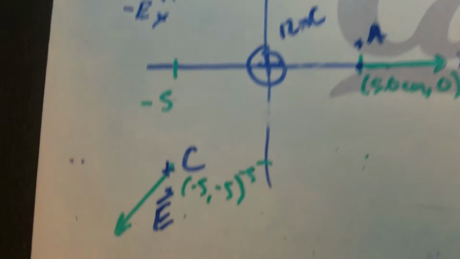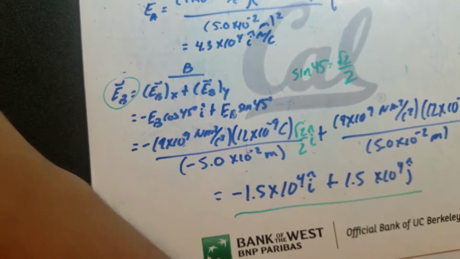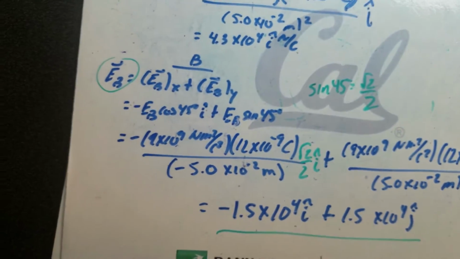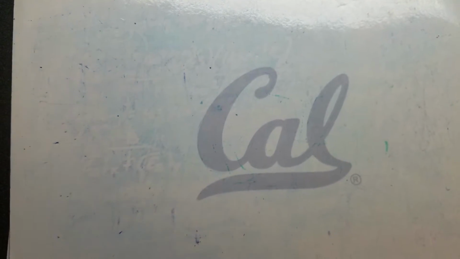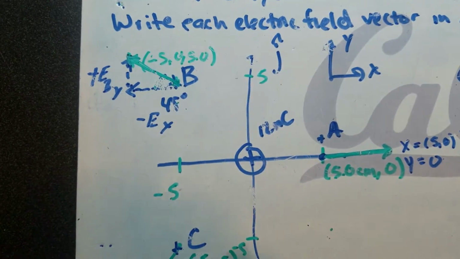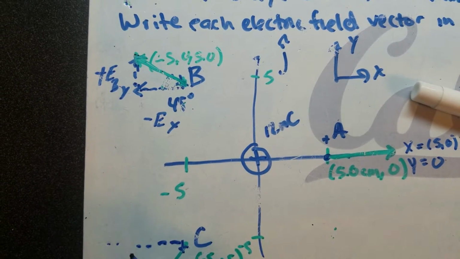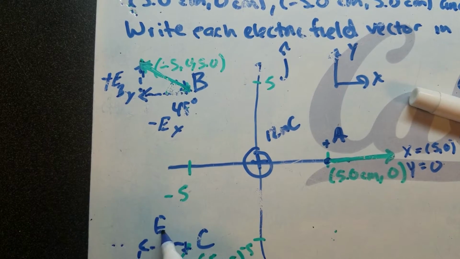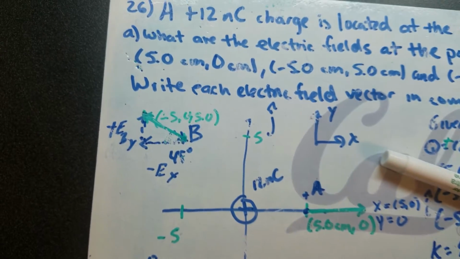Now we're going to look for point C. Point C is basically the same process. The only thing that changes is the position, and the direction. If we look at the graph here, it's going downward. So what we're going to do is break it into component form. The way we break it is we just put EX and EY. EX is in the negative direction, and EY is also in the negative direction. And so we label our graph.